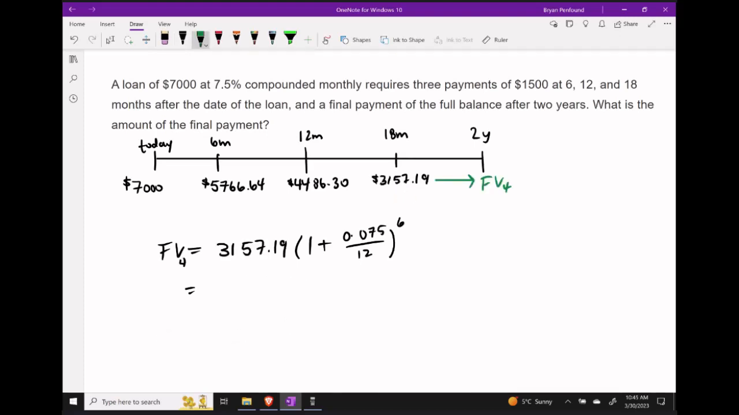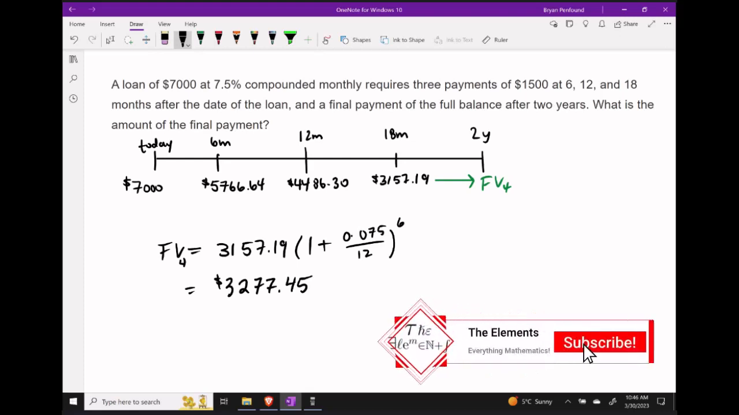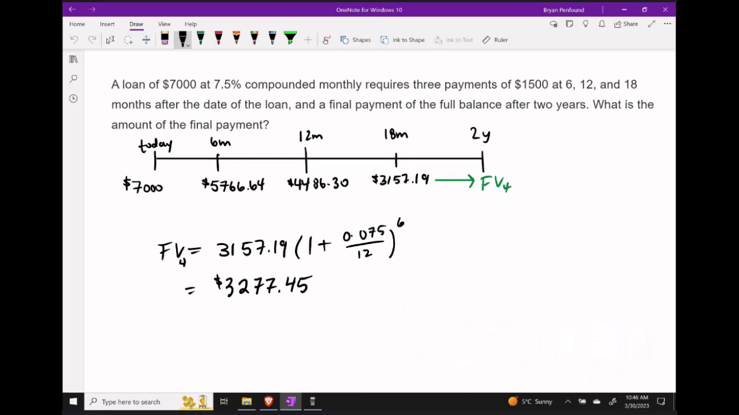And then finally, our last step is to move this $3,157.19 to the 2-year mark, figure out what that future value is so that we can pay off our full balance. Performing this multiplication gives us a future value of $3,277.45. This is going to be the balance after 2 years and the amount of our final payment.